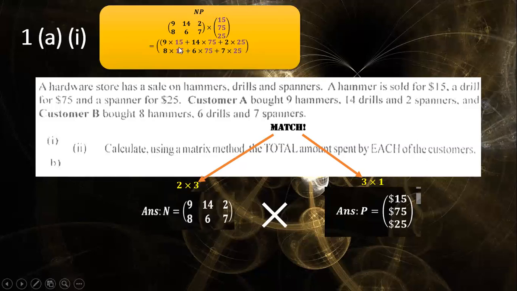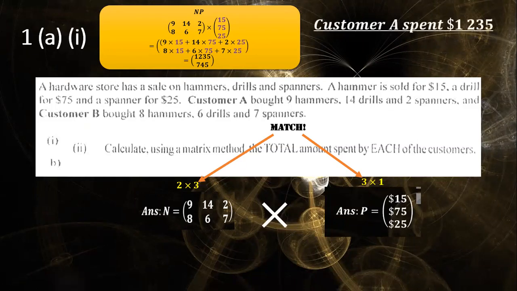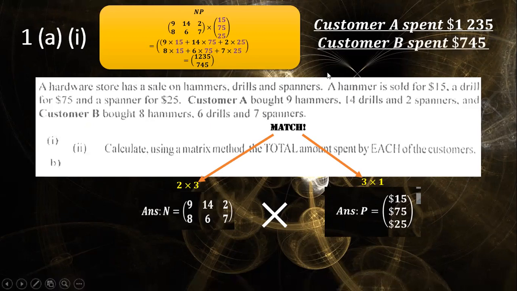And then for the second row, it's going to be 8 by 15, which is this, plus 6 by 75, which is this, plus 7 by 25, which is this. If you multiply and add it, the top and the bottom, you will get 1235 on top and 745 below. And we know that each row represents a customer. Hence, we can clearly see that customer A spent $1,235 in the hardware, and customer B spent 745 in the same hardware.